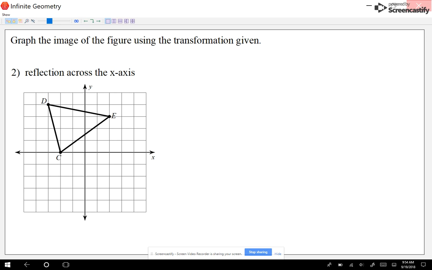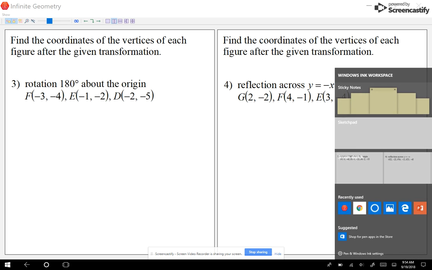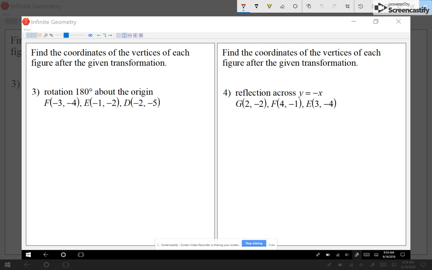No? Okay. Let's take a look at numerical only. So I'm going to do 2 examples on this case. I'm asking you to find the coordinates of the vertices of each figure after the given transformation. According to the rule on the board, rotation of 180, it says that x, y becomes negative x, negative y. Once again, it doesn't mean make them negative. It just says change the signs.